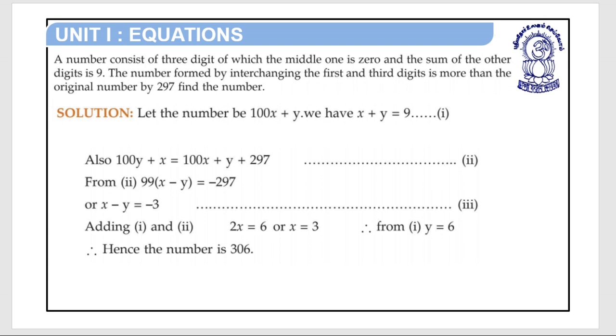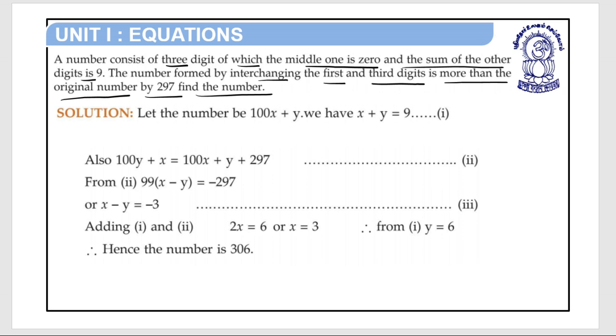A number consists of three digits, of which the middle one is 0, and the sum of the other digits is 9. The number formed by interchanging the first and the third digit is more than the original number by 297. Find the number.